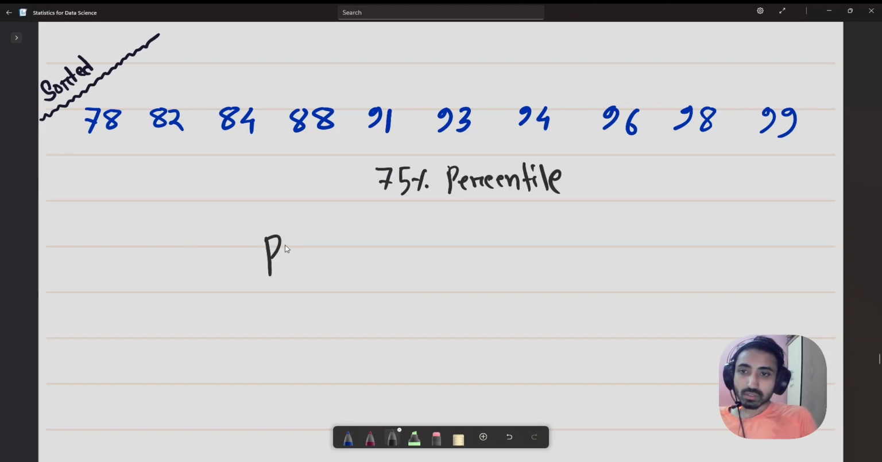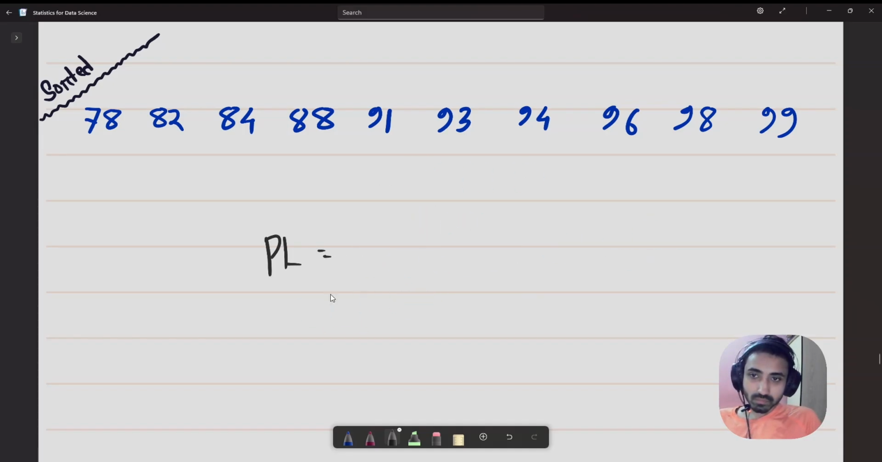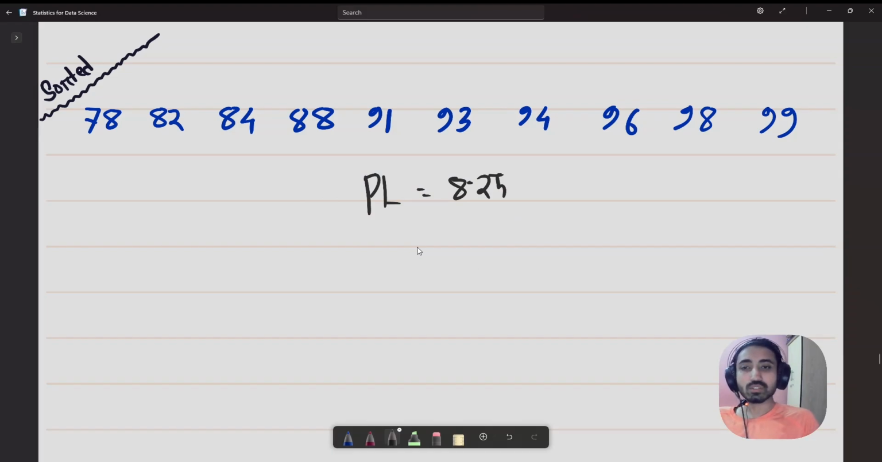So this is the percentile location, this is the percentile rank. The total number of data is 10, plus 1. That would give us 8.25. So this is the percentile location. The percentile location is 8.25. We have already said that we calculate a location, not a value.